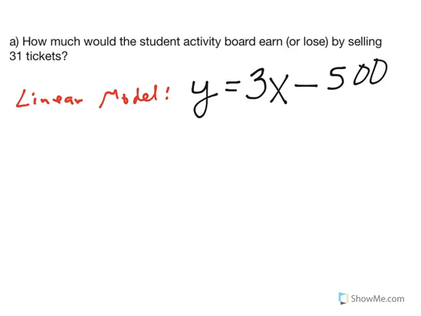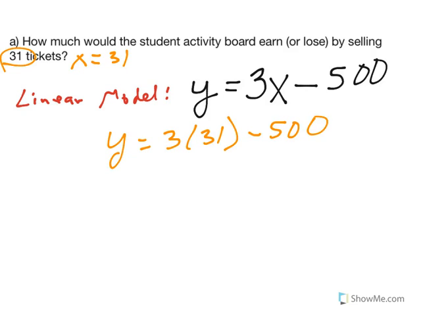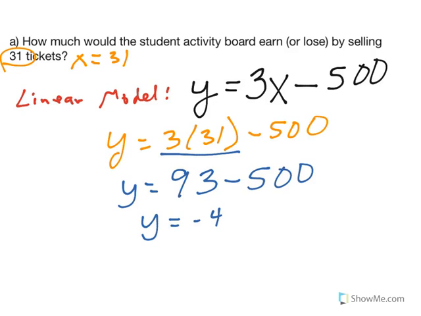So now that we have our linear model, we can play with part A, where part A says we sold 31 tickets. Well, remember, that means that X is 31 because X represents the number of tickets. So y equals 3 times 31 minus 500. Order of operations, I'm going to multiply these together first. So 3 times 31 gives me 93 minus 500. And that gives me a negative 407, which means if we sell 31 tickets, we will have a $407 loss.